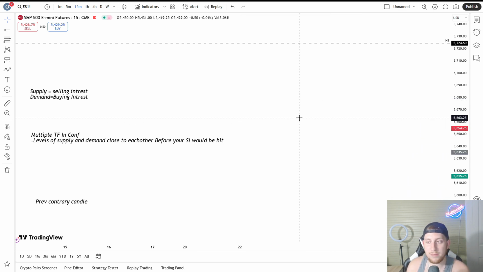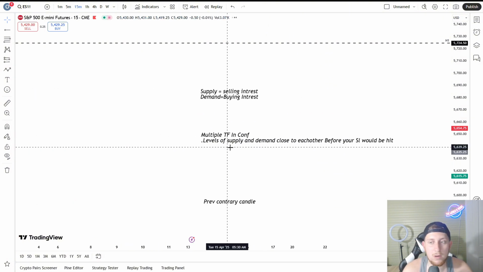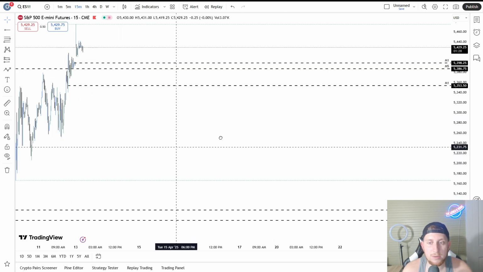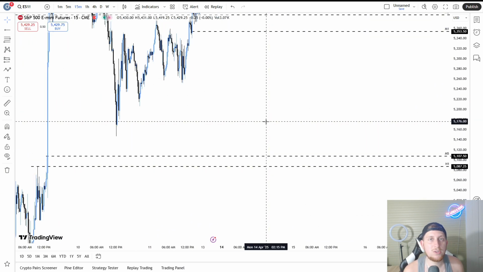Now the last and final thing, and you guys should have been able to tell by that example, but if not, I'm going to make it a lot more clear right here. The way you're going to enter your trades using this strategy is you're going to enter off a level of supply or demand.